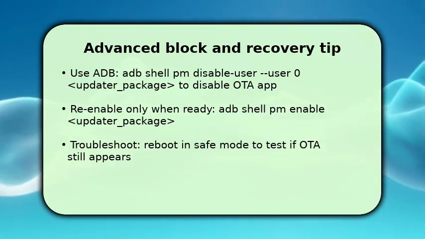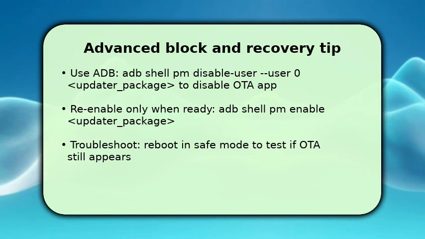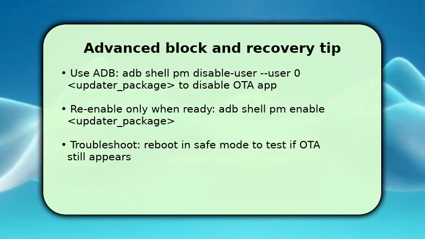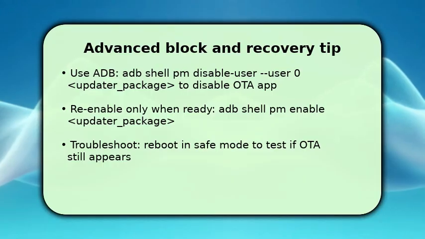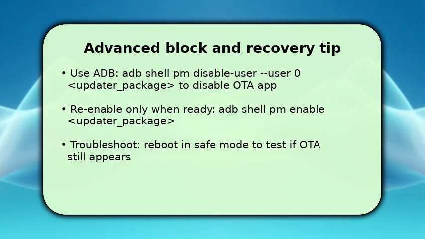If something goes wrong, reboot into safe mode to isolate apps. Safe mode helps confirm whether an app or a system process is triggering update behavior.